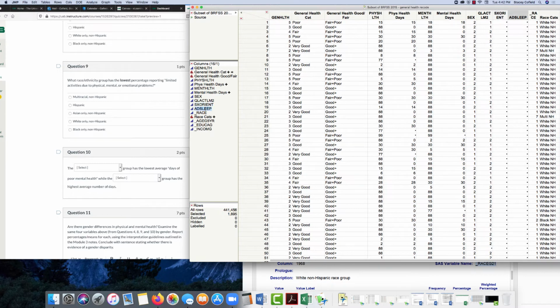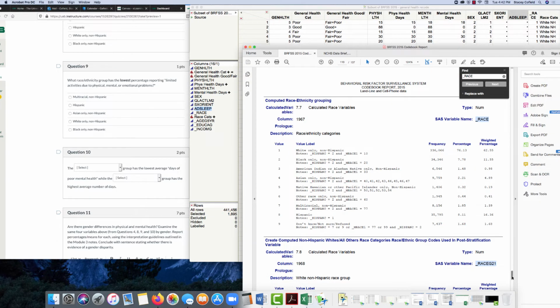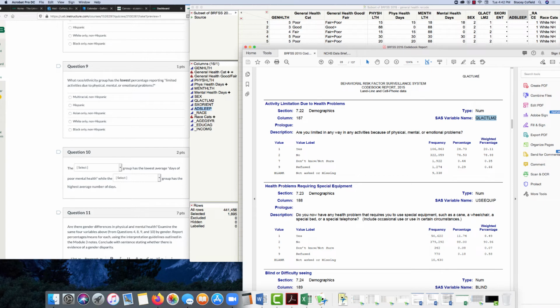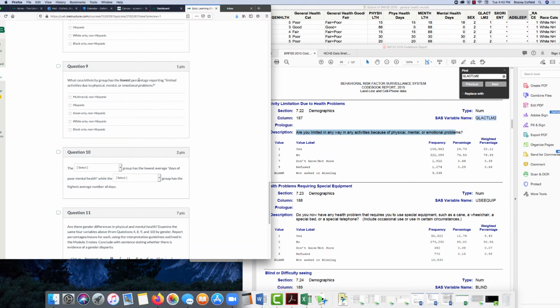We've already dealt with add sleep. This looks like something to do with age, education, income. So this seems to be the only variable I haven't looked at. So I am going to copy that variable name. I'm going to go back to my BRFSS codebook, and I am going to search out that variable name. It's part of demographics on page 28. Are you limited in any ways in activities because of physical, mental, or emotional problems? Has the lowest percentage reporting limited activities.